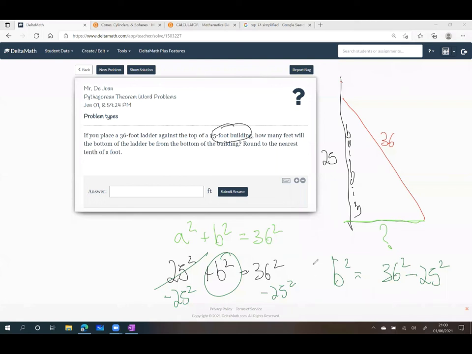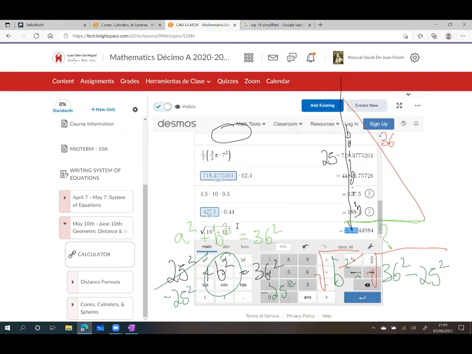Take the square root of the following. If we take the square root, we're getting rid of the squared symbol. There we have it. So we're going to need to go to the calculator and type in the following that we have. 36 squared minus 25 squared.